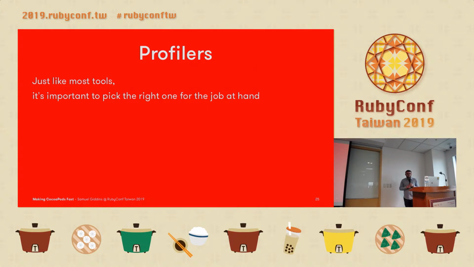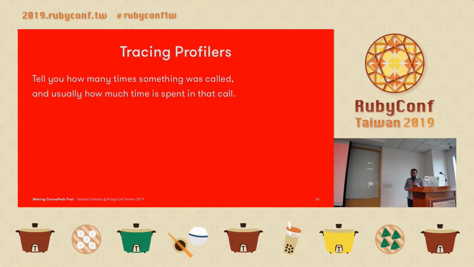So, profilers, they're the tools that we use to do profiling. And just like most tools, it's important to pick the right one for the job at hand. So, sort of the simplest type of profiler is what's called a tracing profiler. And what that'll do is it'll basically instrument your application, and every time something gets called, it'll increment a counter and it'll run a timer. That's a pretty simple thing to do.